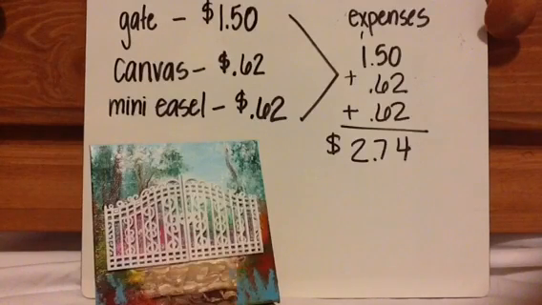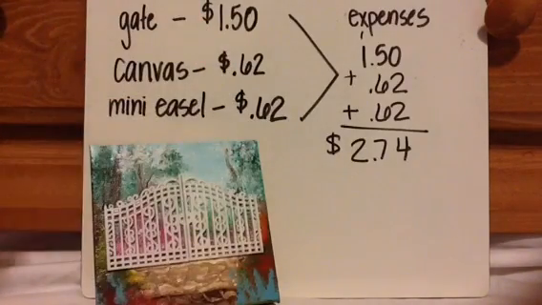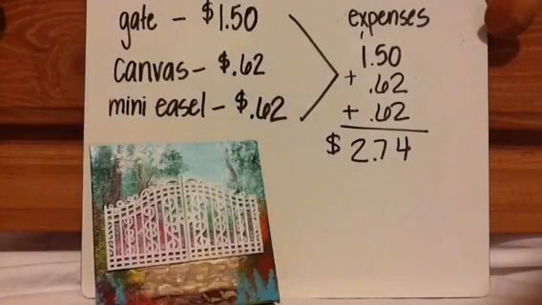The canvas, I actually bought in a pack of 4. So what I did was I took the price of the 1 pack of 4 canvases and divided it by 4, and it came to 62 cents a canvas. The easel, again, was also in a pack of 4, so I just divided it by 4 and got 62 cents also. And so I added up my expenses. It's $2.74. With tax, let's just say around $3. But to be exact, without tax, $2.74.